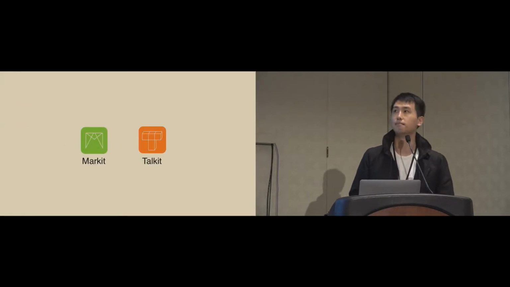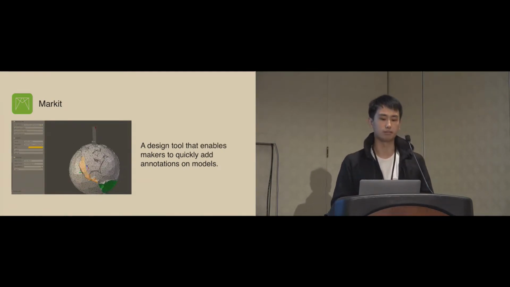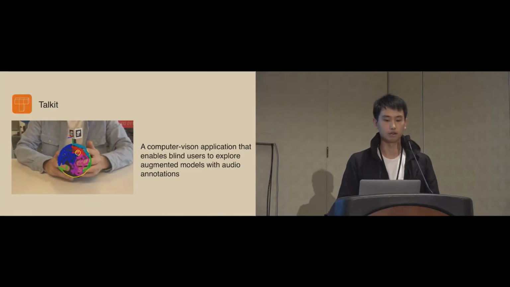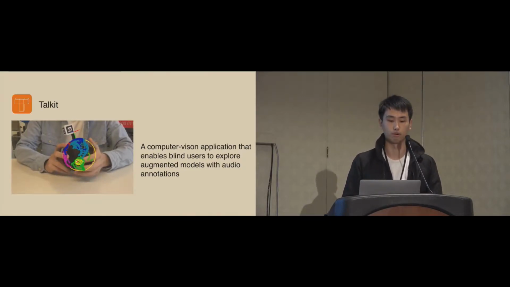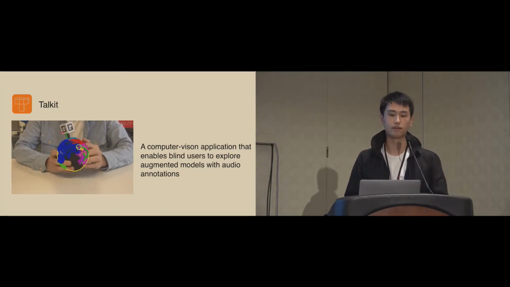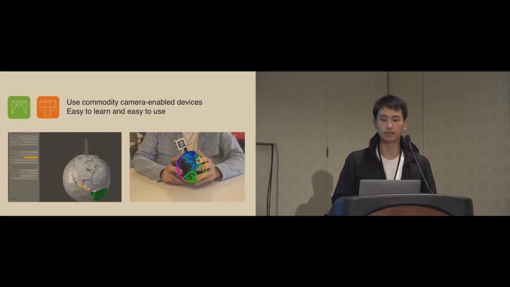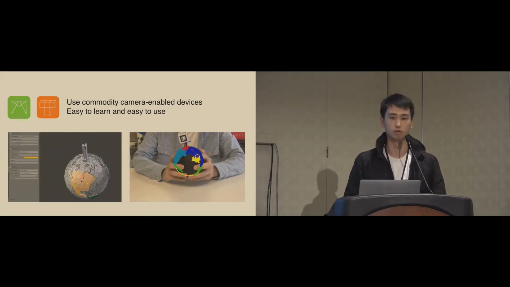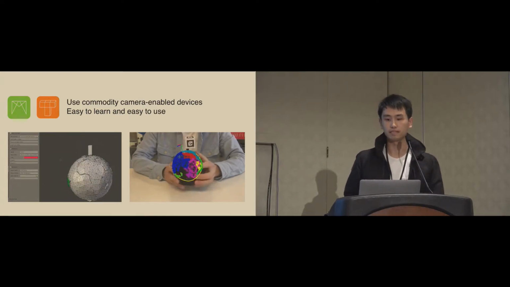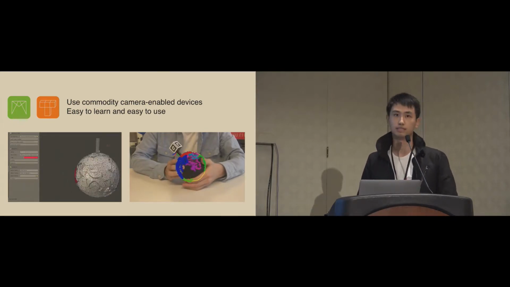That's why we created Markit and Talkit. Markit is a design tool that enables makers to quickly add annotations on models. And Talkit is a computer vision-based program that enables blind people to explore augmented models with audio annotations. Both Markit and Talkit can run on commodity devices without hardware modification, and they are easy to learn and easy to use. In the remaining time, I'm going to introduce how we designed, evaluated, and built this toolkit.